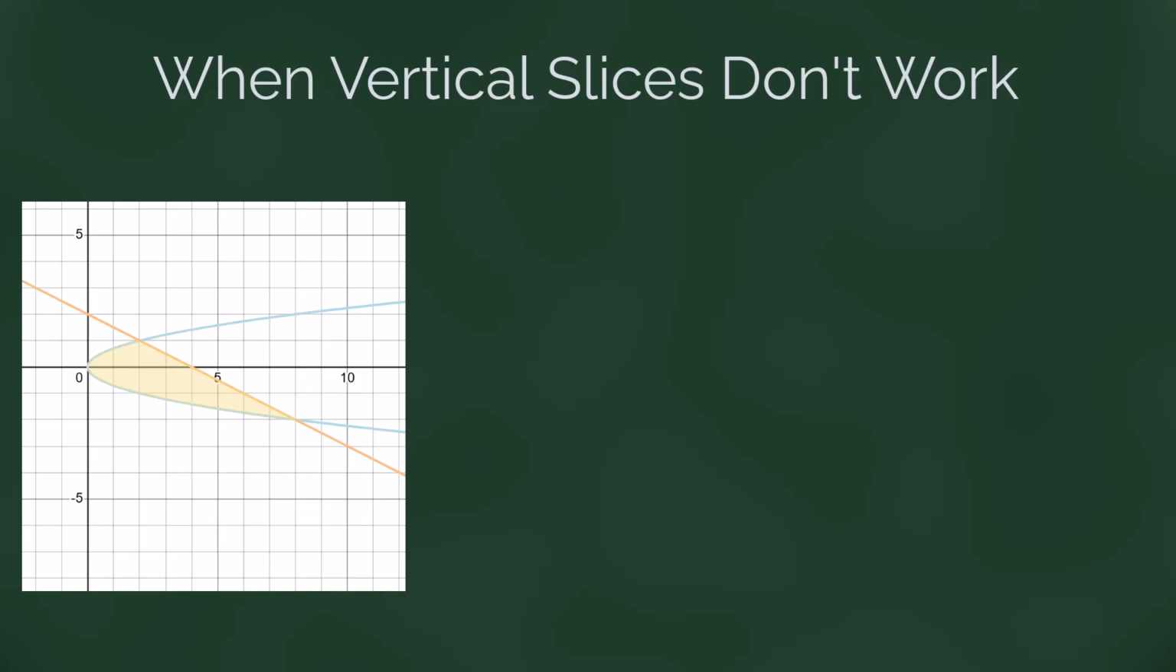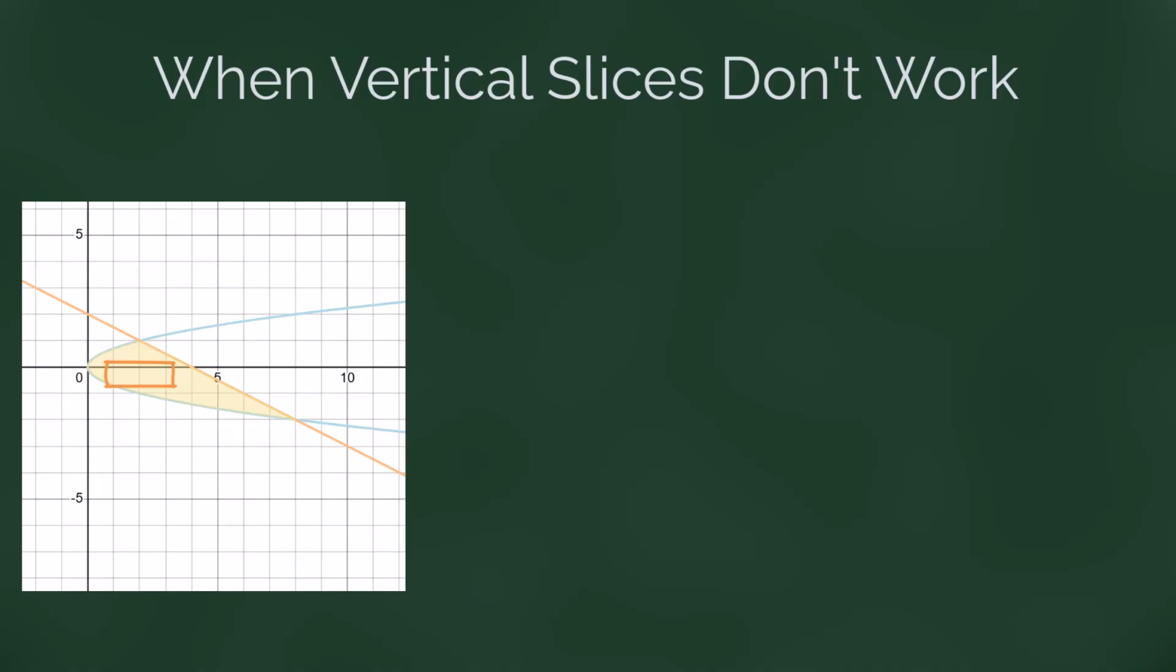Sometimes drawing in vertical slices or rectangles won't work. In the graph here, we can see that if we attempt to draw in a representative rectangle that's oriented vertically, it touches the same function on the top and the bottom. This would effectively give us a height of 0 if we use our previous techniques. If we instead draw in a horizontal rectangle, we might be able to find something that works for us.